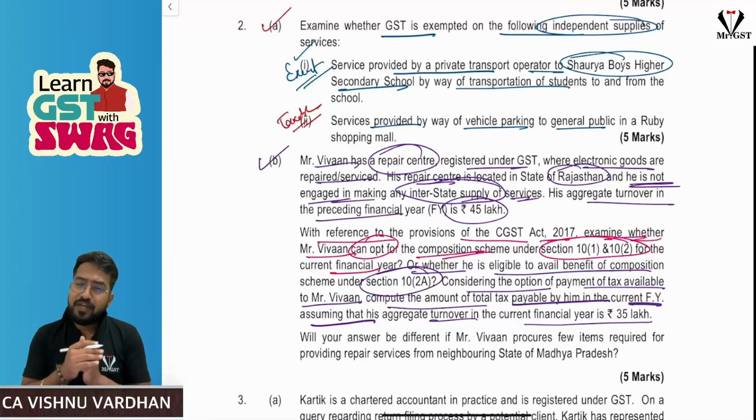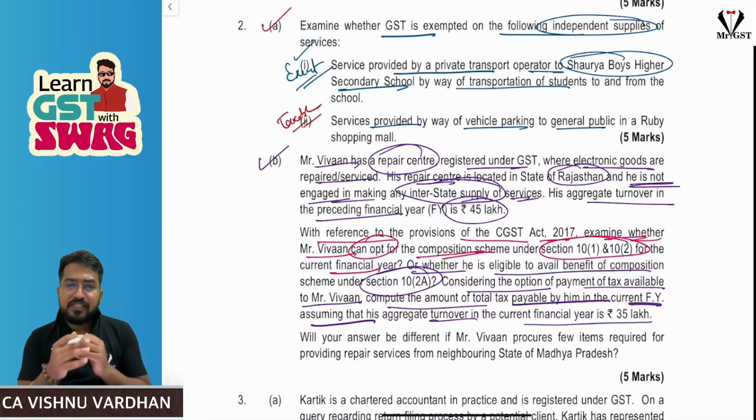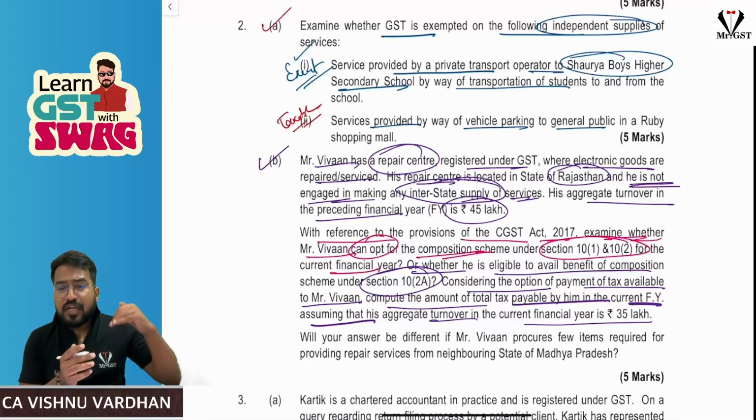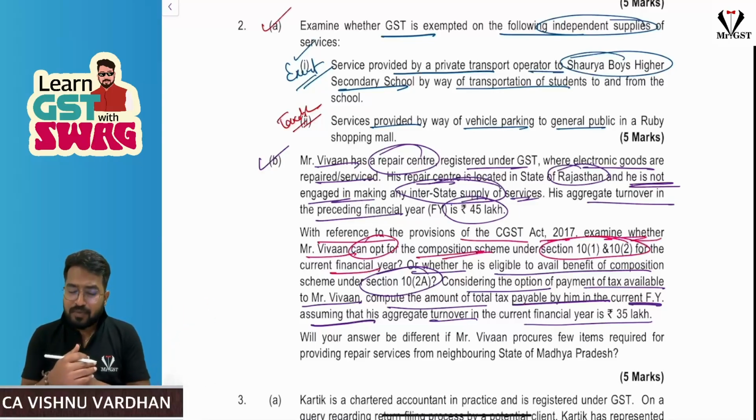Next point you can write, what is that? Any person who is opting for composition scheme benefit under section 10(2A) is not allowed to make interstate outward supply. As in the question he is not providing any interstate outward supply, so he is eligible for availing composition scheme benefit.